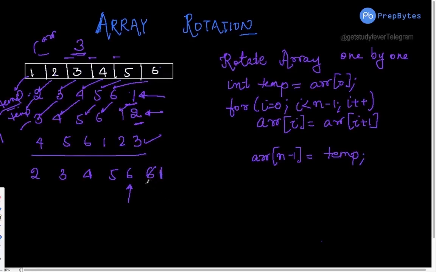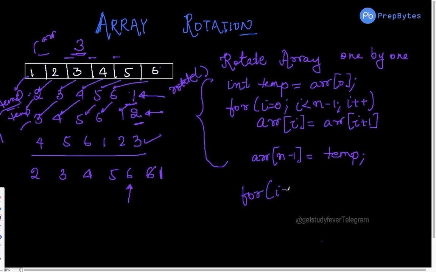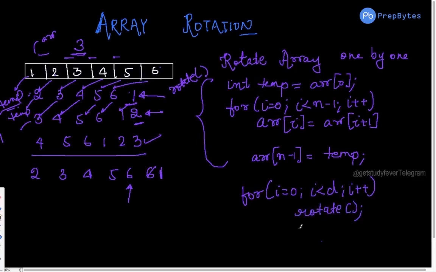So this is just one rotation, and we know that we have to do this rotation d number of times. So let's say I put this complete thing inside a function called rotate. Then we'll run a loop d number of times, and I will call this function d number of times. So this loop runs d number of times, as this is a complete function, and this is called d number of times, and hence this rotation will happen.